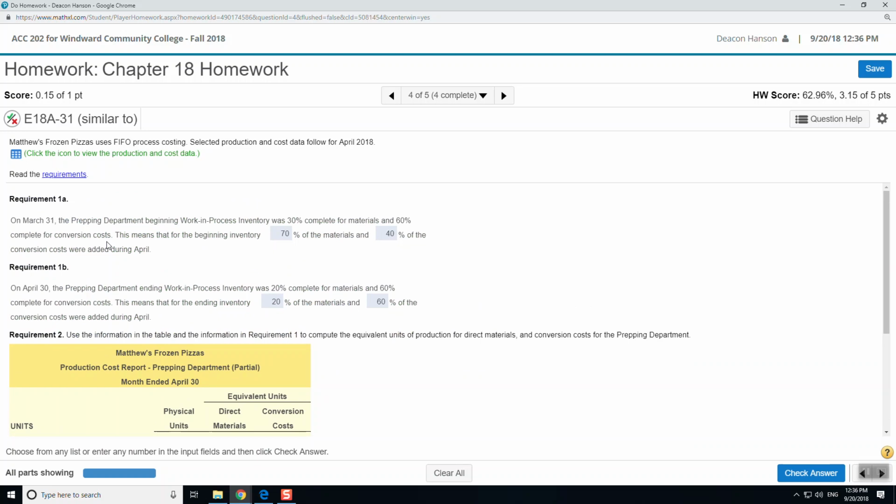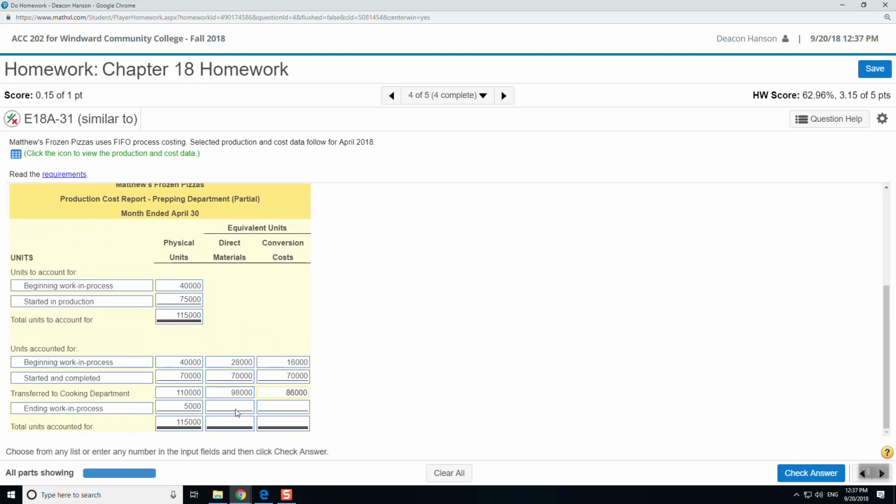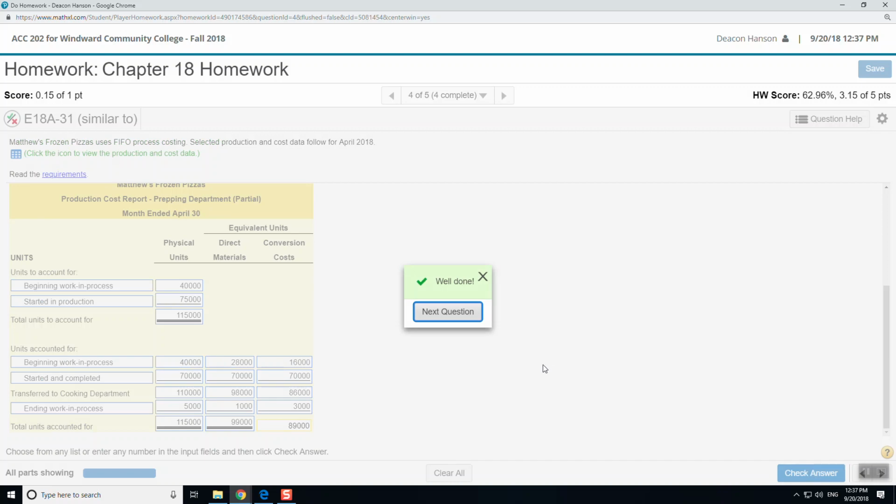Then you'll come over here and see 1A dealt with the beginning, 1B is dealing with the ending work in process. So that means we'll use these percentages, right? 20% for material and 60% for conversion costs. So 20% of 5,000 is 1,000. What did I say? 20 and 60? And 60% will be 3,000. If I'm applying that percentage to the number in this 5,000 here. Okay. Then we can add, so I got 99 and I got 89. Is that the way you did it? So be careful, because they could apply percentages at any point in the problem.